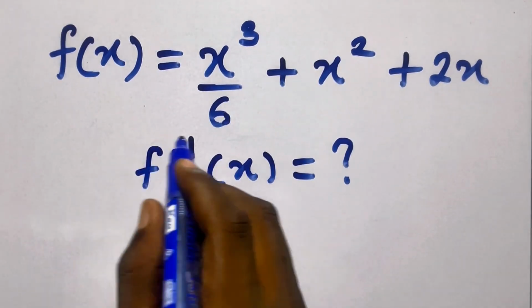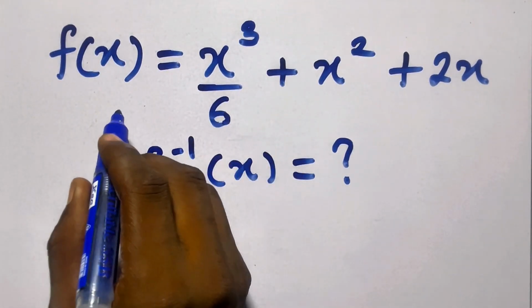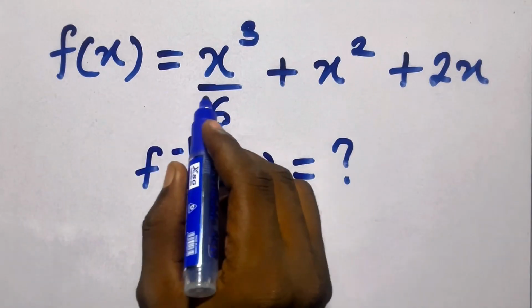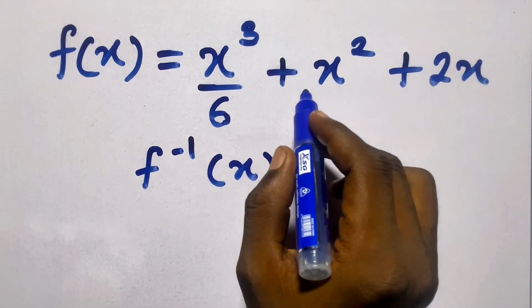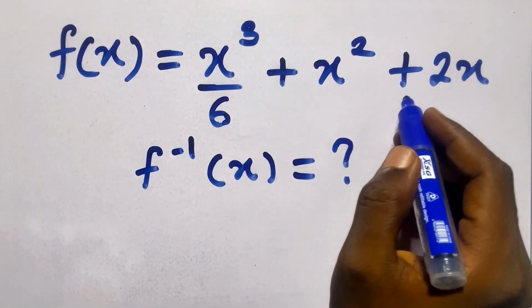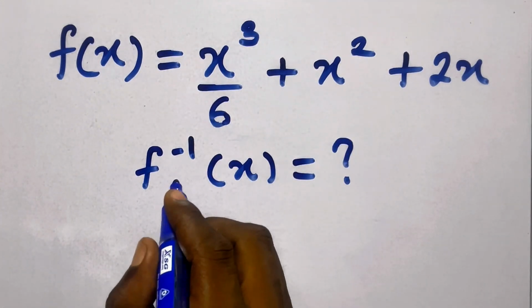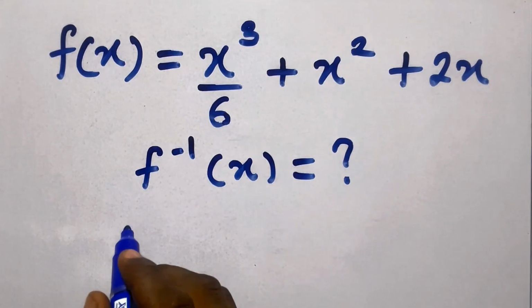Welcome. We want to solve this nice functional equation given f of x equals x raised to the power 3 divided by 6 plus x raised to the power 2 plus 2x. We are asked to find the inverse function of x.